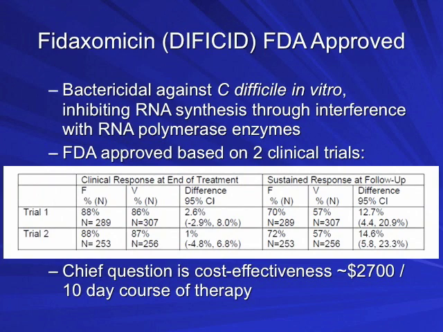Very much in passing, I'm going to mention fidaxomicin, DIFICID, which has been FDA approved and is bactericidal against C. diff in vitro, so it gives us another option. It's been FDA approved based on 2 clinical trials. What we've seen is at end of therapy, there's no difference in response between the 2 agents. There is a difference of about 12 to 15% better sustained response at delayed follow-up. And the big question now is, can we find out which patients are most likely to benefit, because there's a major cost-effectiveness question with this agent.